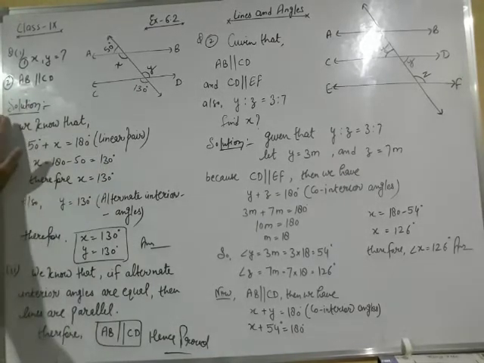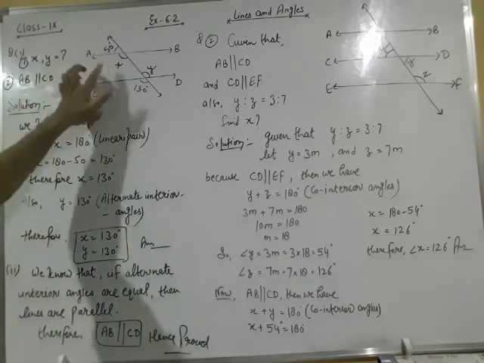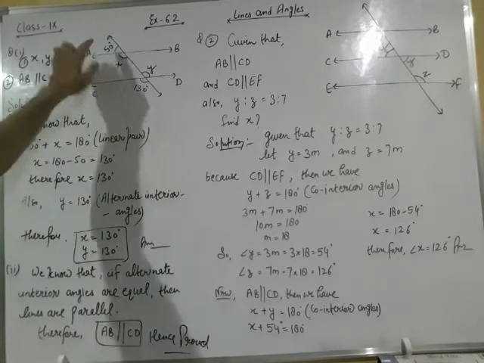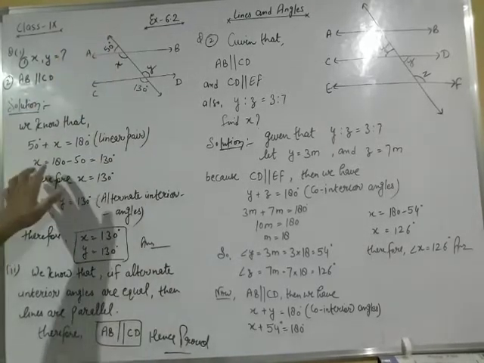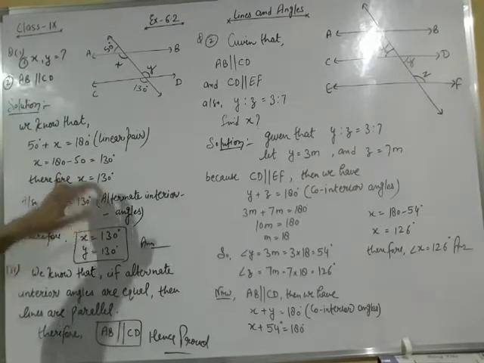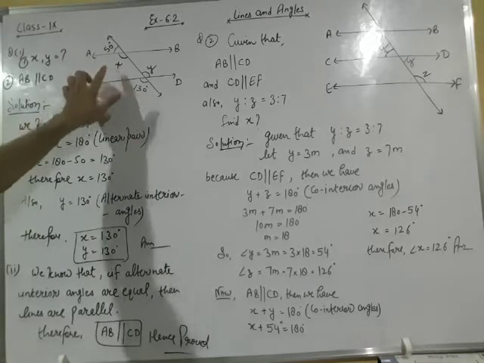So here we start our solution. We know that 50 degrees plus X is equal to 180 degrees, because these two angles form a linear pair. So X will be 130 degrees. So we found our first answer: angle X is equal to 130 degrees.